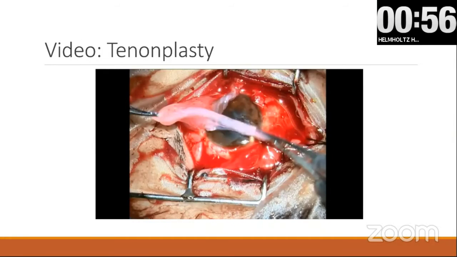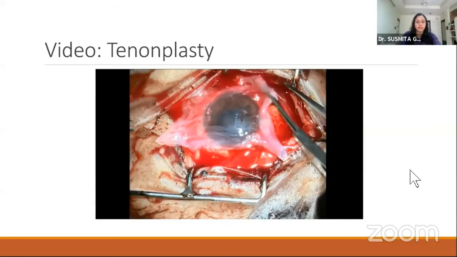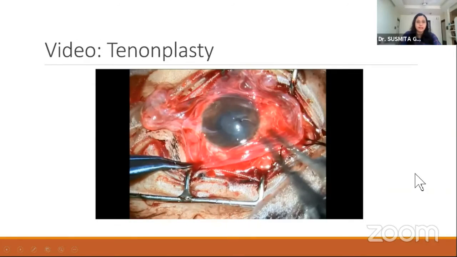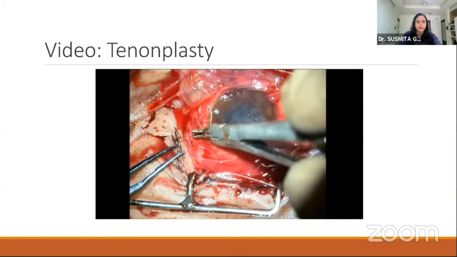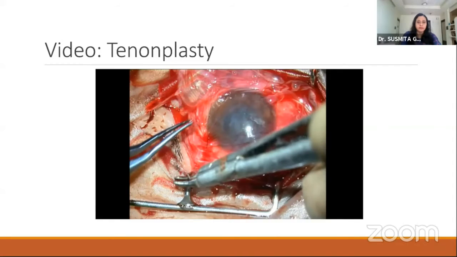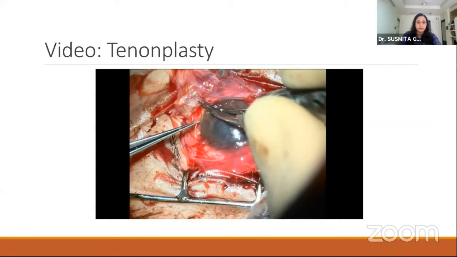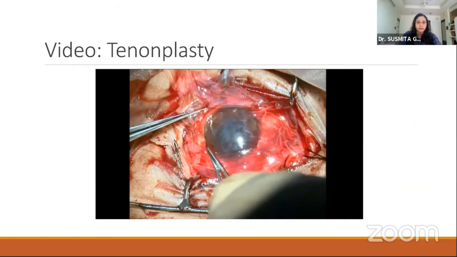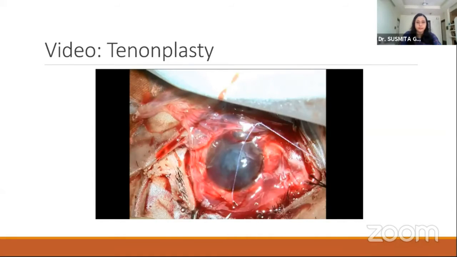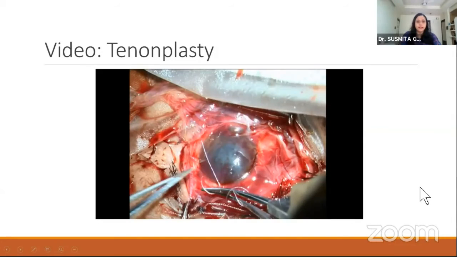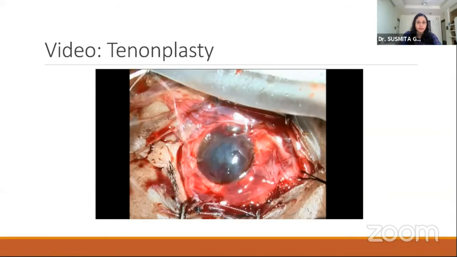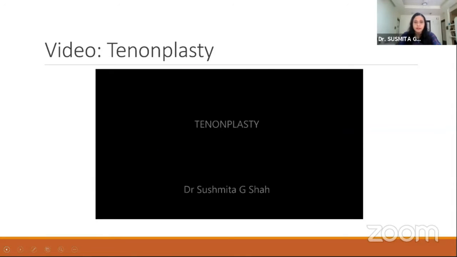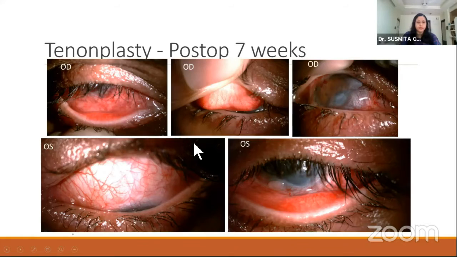Then we put an amniotic membrane to drape the entire ocular surface. We secure the amniotic membrane all along the limbus using circumferential sutures with 10-0 nylon. The peripheral edges of the amniotic membrane are secured to the surrounding conjunctiva using 8-0 Vicryl. And these are the immediate post-operative photographs.